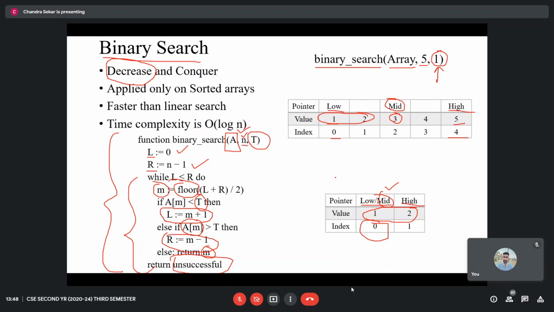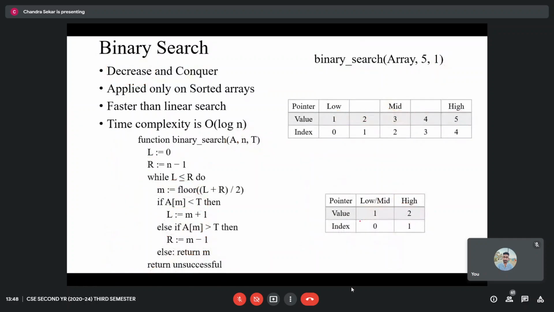So I hope you are already aware of this binary search algorithm. Search by this type of divide and conquer is more effective when compared to the normal linear search.